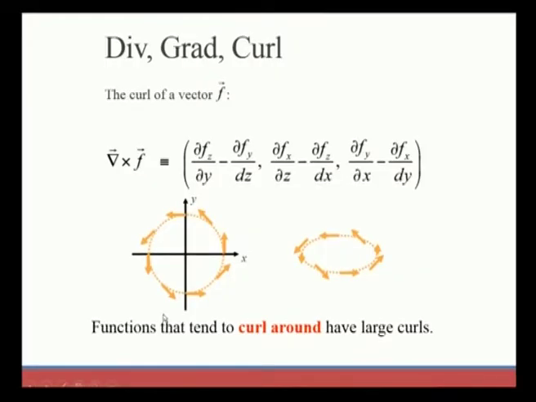So, a function that tends to curl around always has a large curl. We can represent this in two dimensions, if we consider x and y as the coordinates, which always has a large curl like this. Around the circle we can observe that the curl will be more, if it has two dimensions or two coordinates.